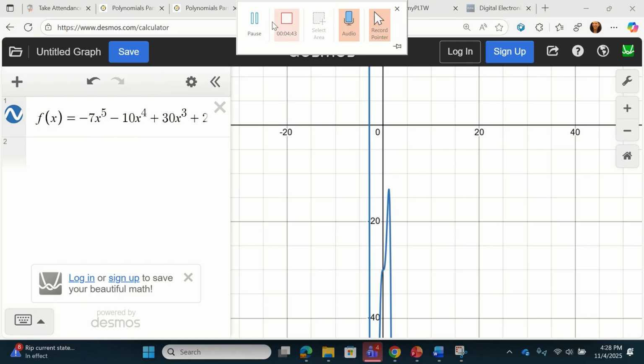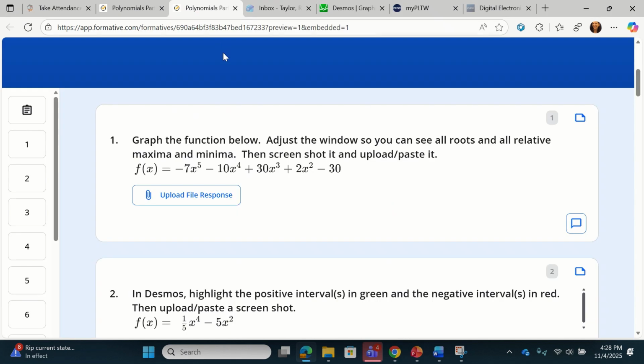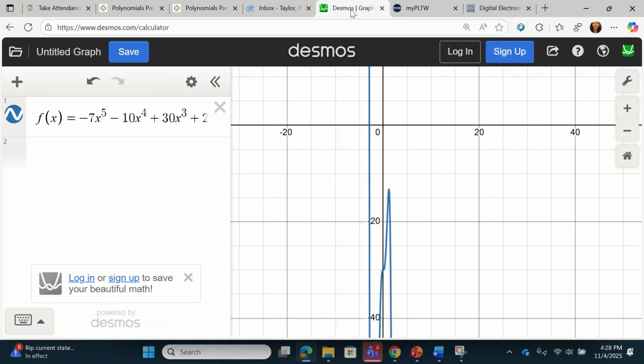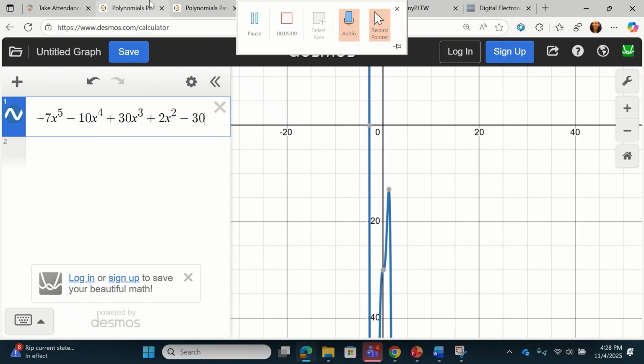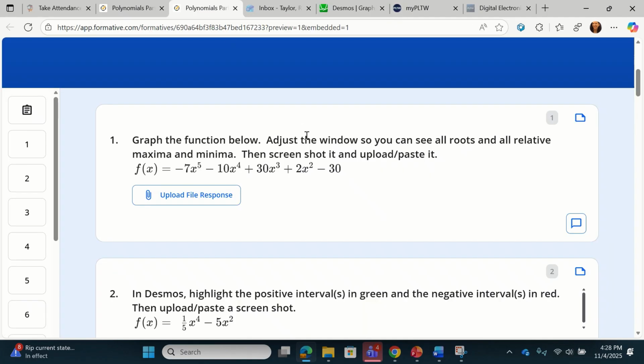But there you go. I mean, I did. I really did. Did I copy that right? Minus 10x to the 4th minus x squared minus 30. Well, it was 2x squared minus 30. Well, there you have it. So that was great. I'll love grading that.